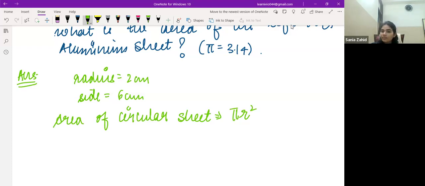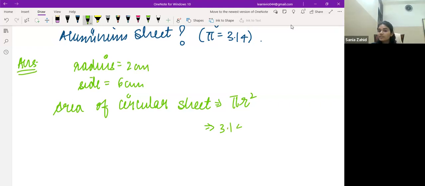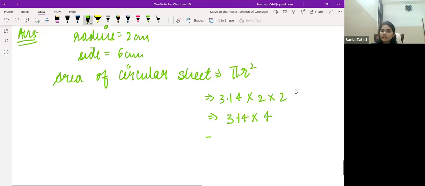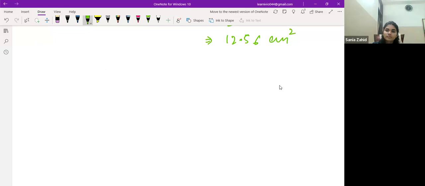Then for pi you have to use 3.14 and the radius is 2. So what is the square of 2? 2 into 2. Then we do 3.14 into 4. The answer is 12.56 centimeters square. Okay, now next what will I do?